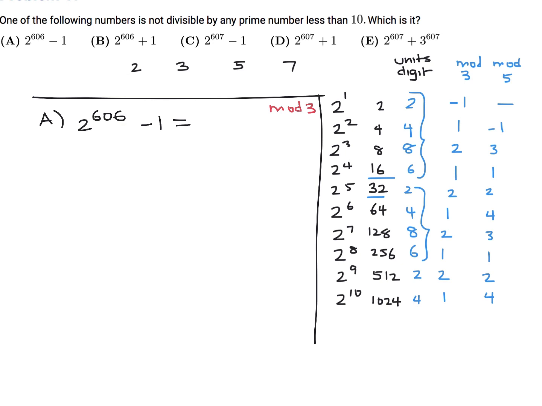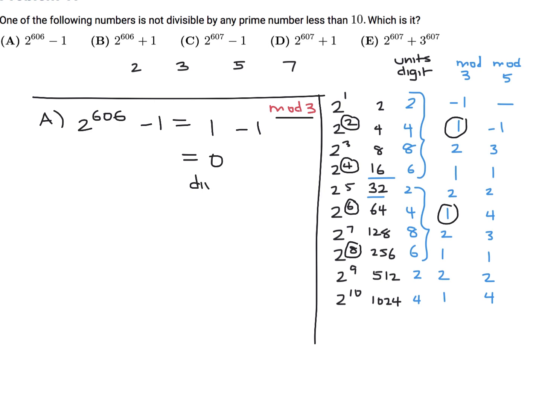So which one of these? If you notice, every multiple of 4, when the exponent is a multiple of 4, gives the same result. So is 606 a multiple of 4? And the answer is no. I think 608 is. So it's 2 before that. So it would be like these guys. That would mean it would be a 1. So this would be mod 3: it would be 1. And then minus that 1, which is 0.